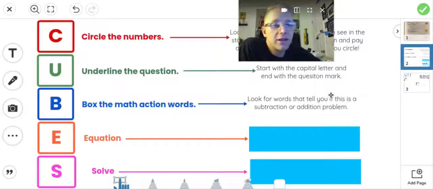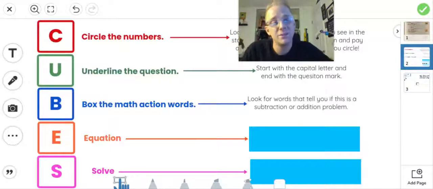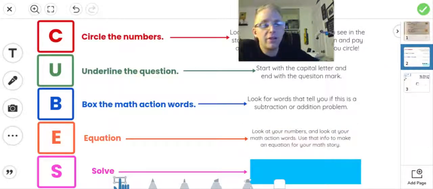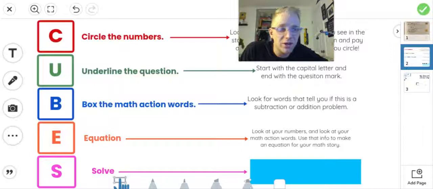So you want to look for the words that are going to tell you if this is a subtraction or addition problem. We know that missing add-in problems are subtraction problems that are just missing a piece that we've got to find. Some people like to work those backwards, but we know that we're working with that missing add-in, so we're going to be doing addition with something gone. E stands for equation. You need to look at the numbers you circled, the question you underlined, and the math action words. What is the equation you need for this story? That's really important because every math story has an equation.